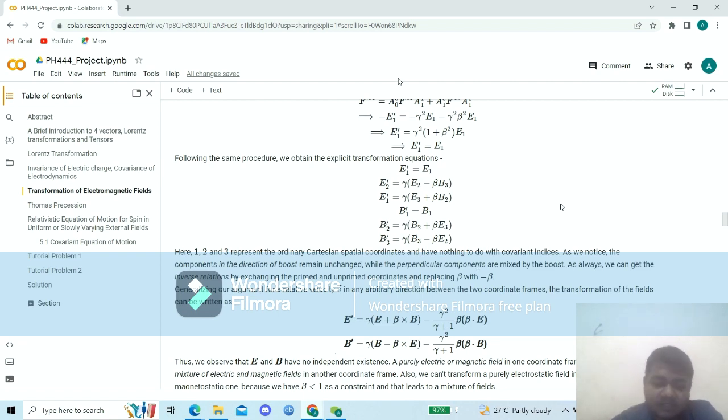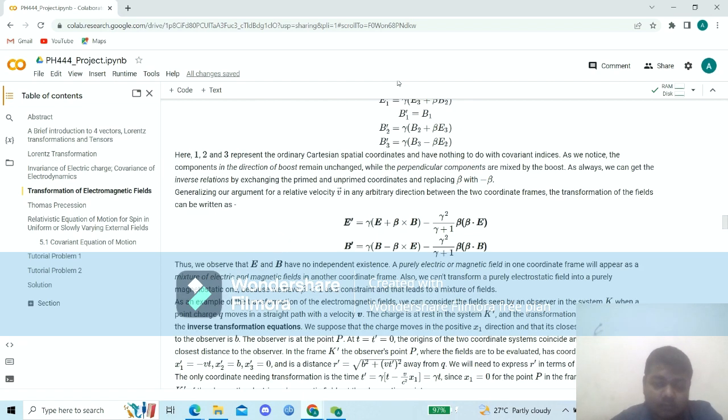So we observe that E and B have no independent existence, even while generalizing the argument. So this means that a purely electric or magnetic field in one coordinate frame will always appear as a mixture of electric and magnetic fields in another coordinate frame. So this also means that we cannot transform a purely electrostatic field into a purely magnetostatic one, because we already have beta less than 1 as a constraint, and that always has to lead to a mixture of fields.